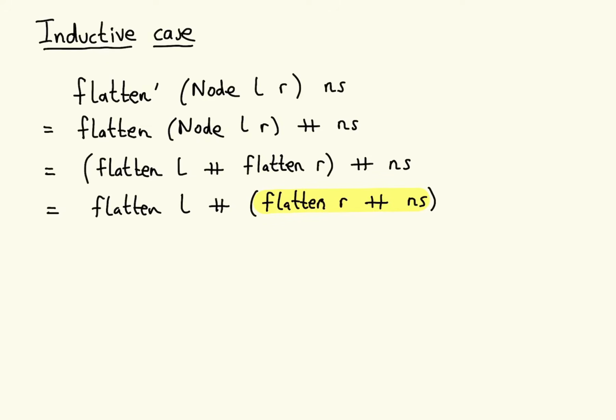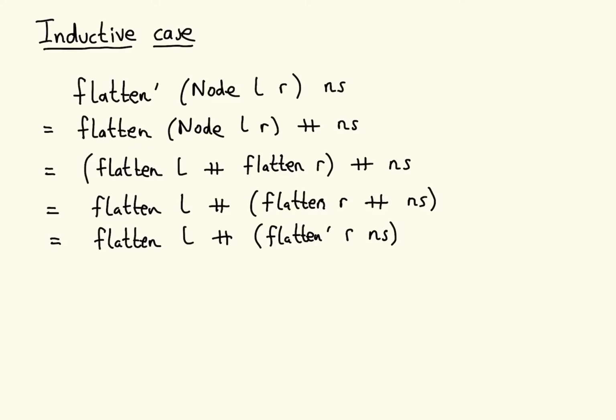So here is one of these terms. We have flatten of R plus plus ends. So by induction, we're allowed to assume that that's the same as flatten prime of R and ends. So if I rewrote that part, I'll copy down what I had here, L plus plus. So by induction, the stuff in the brackets here is going to be the same as flatten prime of R and ends. So we've applied the induction hypotheses for R.